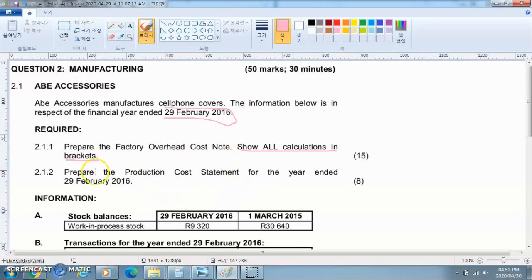Do you still remember what a factory overhead cost note consists of? It consists of all other costs that are related to the production but indirectly related. Remember, anything to do with labor is usually split into two: direct labor and indirect labor. Everything indirectly related, such as your factory cleaners, sundry expenses and other things related to the factory but not directly, we will put here in our factory overhead cost note. Let's go through it without wasting any time.